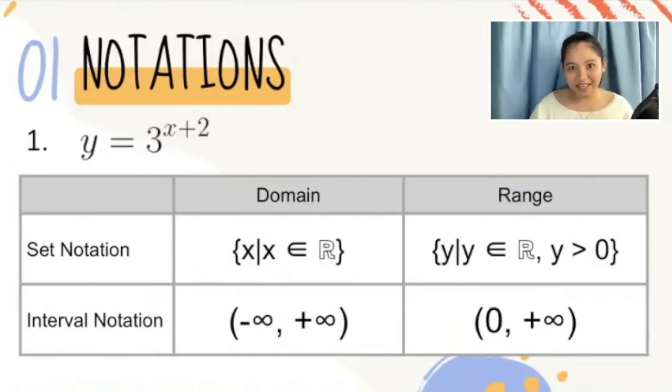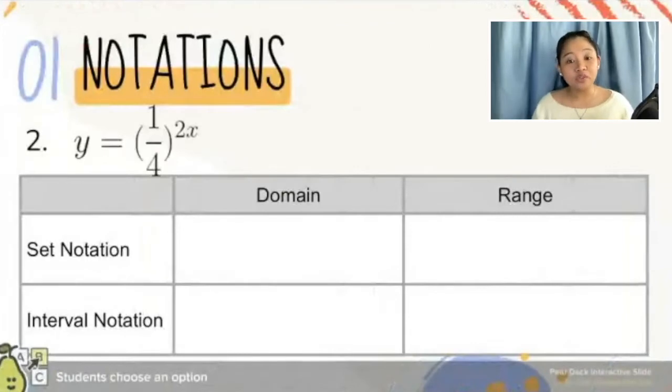Let's have the second example. We have the function y equals 1/4, where your 1/4 is raised to 2x. Which among our periodic options would give you the proper set notation for their domain and range?